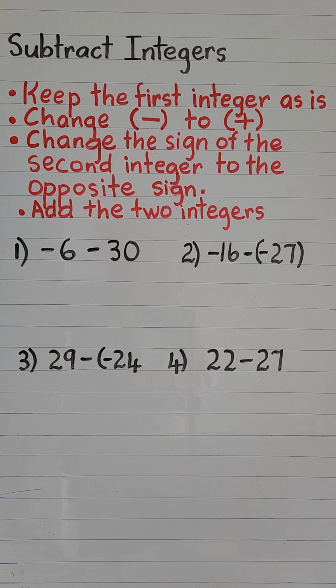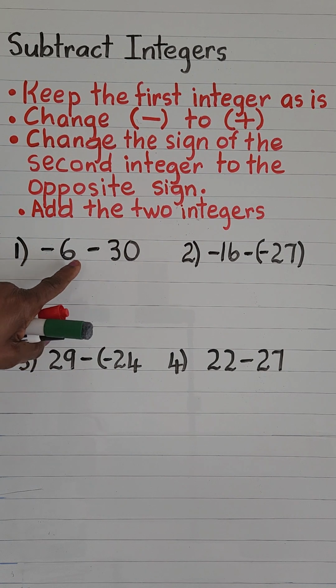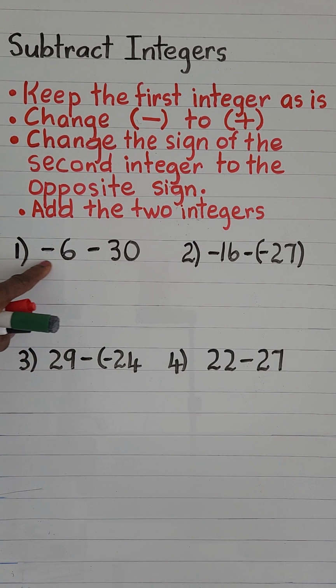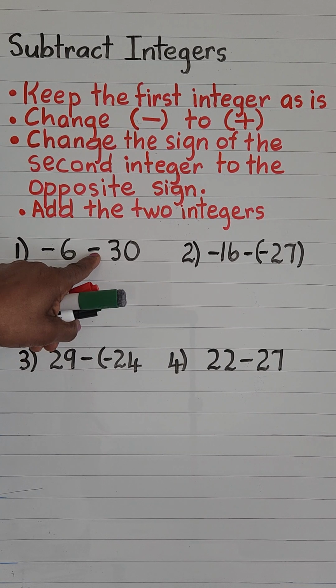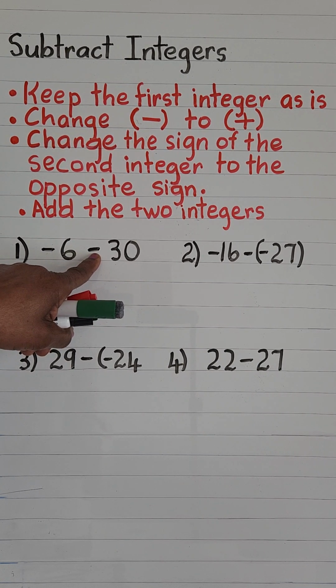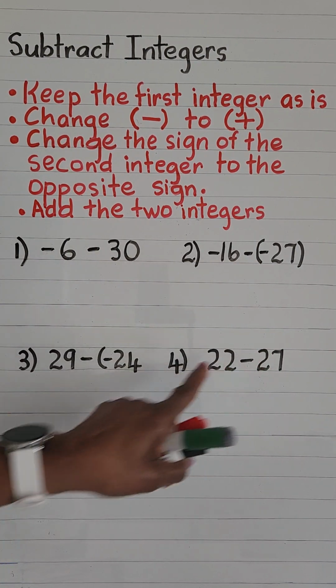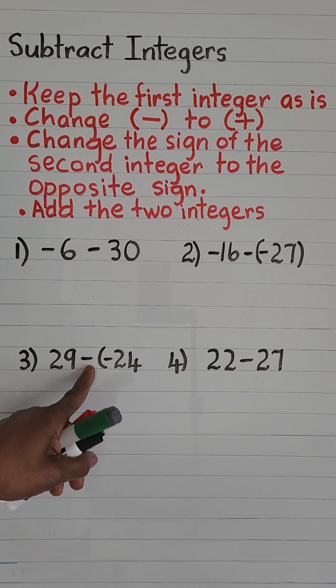Welcome to Subtract Integers. Let's go over the rules before we jump into the examples. So the first thing we're going to do, we're going to keep the first integer just as it is. If it's negative, we keep it as negative. If it's positive, we keep it as positive. Next, we're going to change the subtraction sign to an addition sign.